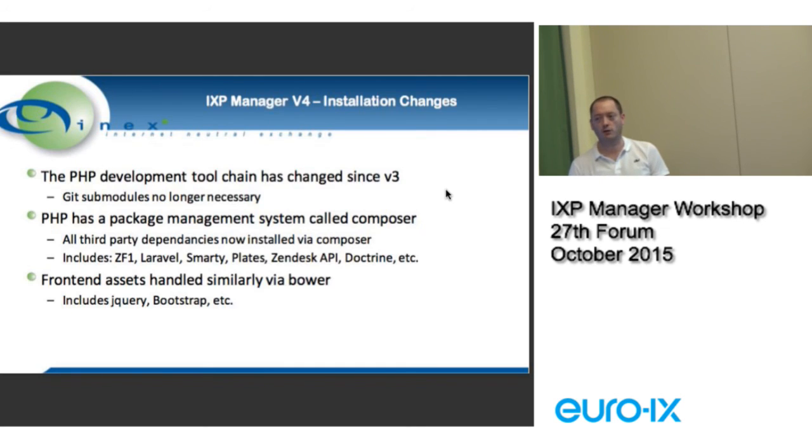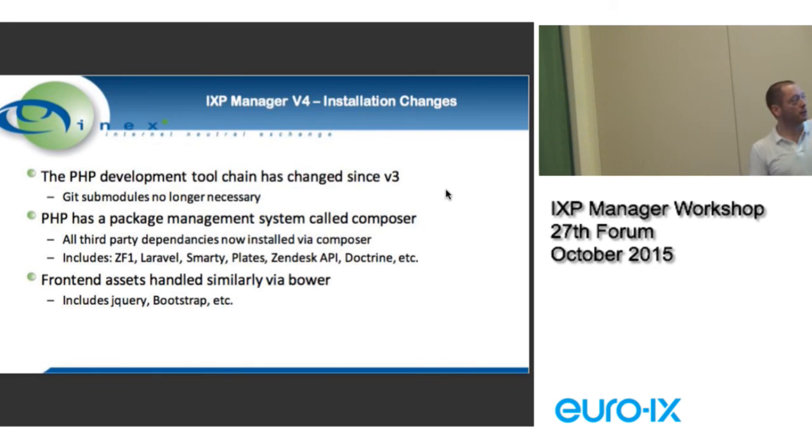CentOS just doesn't stay current with what's required, and we will certainly require PHP 5.6 for Laravel, and possibly PHP 7 when it's released in a few months' time. So FreeBSD or Ubuntu are definitely the recommended places to install IXP Manager. When you do install it, the actual installation has gotten way easier with Laravel.